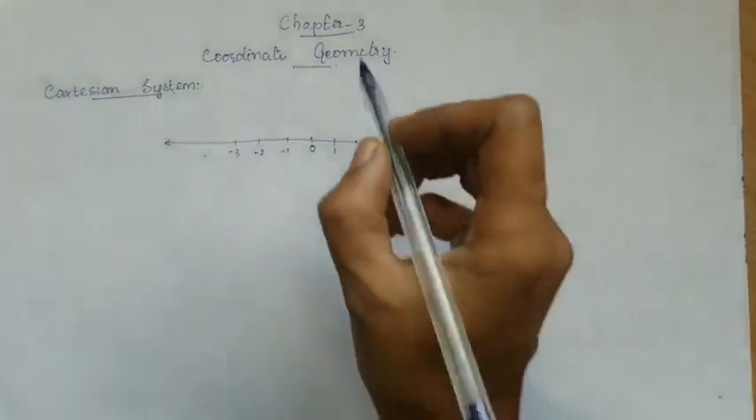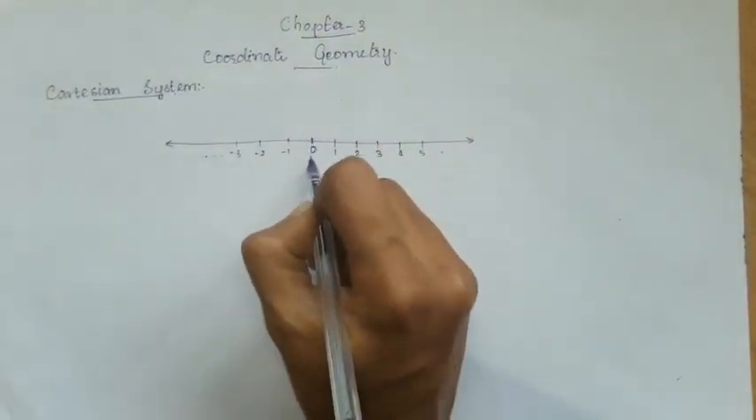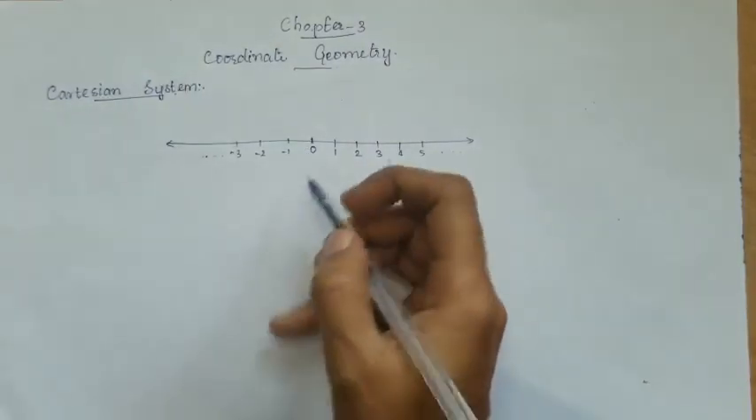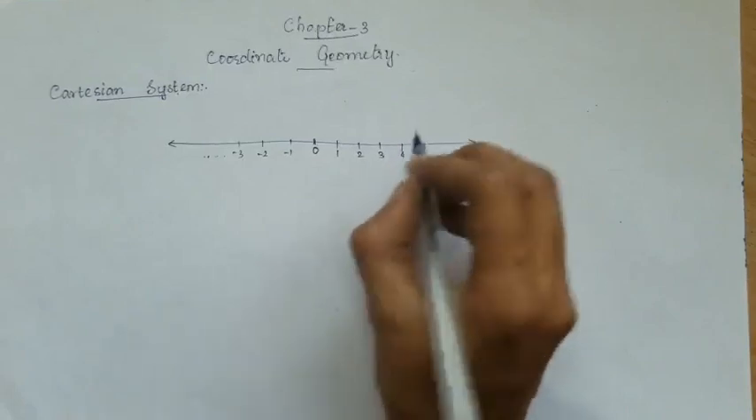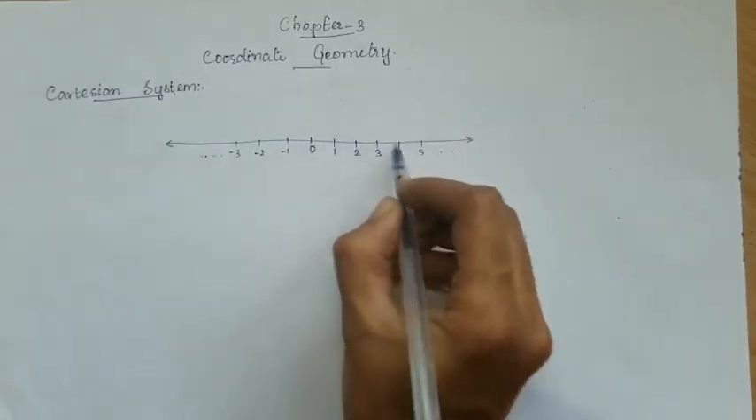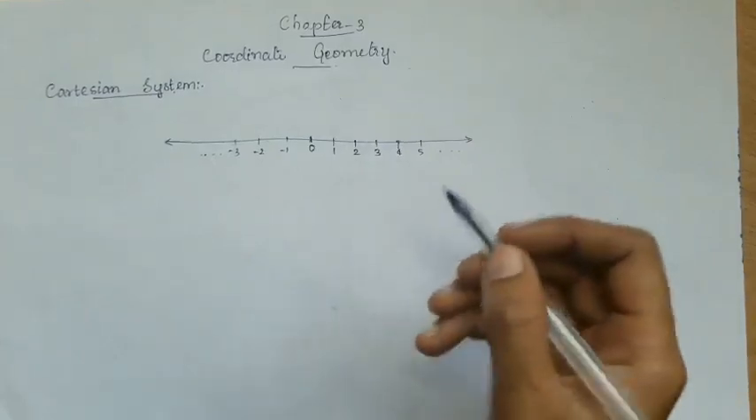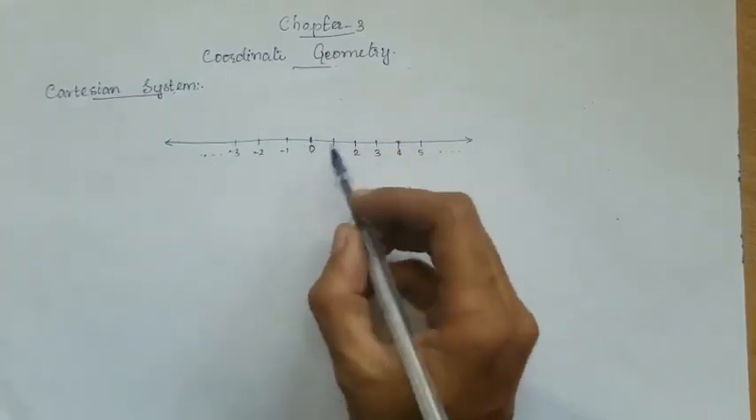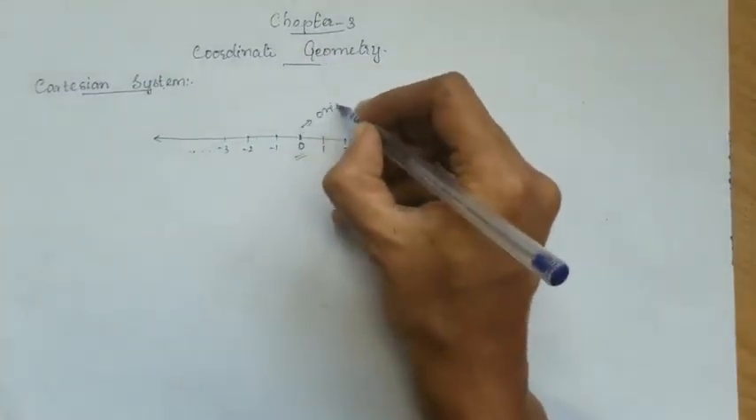In this number line, the point 0 is called the origin. If you have to mark 4 in this number line, we start from 0, isn't it? 1, 2, 3, 4. This is 4. So, the point from which the distances are marked is called the origin.